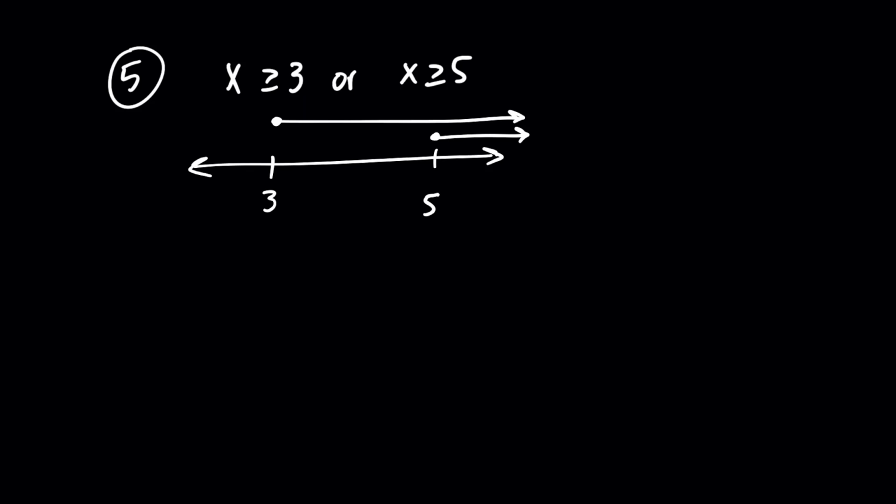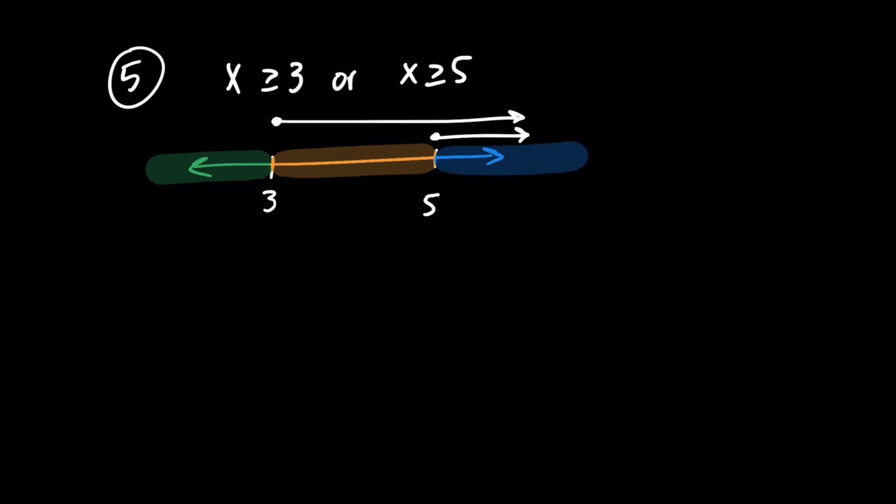So what I'm going to do is shade some areas here. I'm going to shade a green area and an orange area and a blue area. And I'm going to ask, if something happens to fall in the green area, is it part of our solution set? Is it part of the numbers that would work here? So let's pick a number in the green area, like let's say 1. Okay, so 1's over in the green area. 1 happens to fall about right there. Is 1 greater than or equal to 3? No. Or is it greater than or equal to 5? No. So 1 should not be in our solution set. I'm going to say actually anything in the green area is not in our solution set.